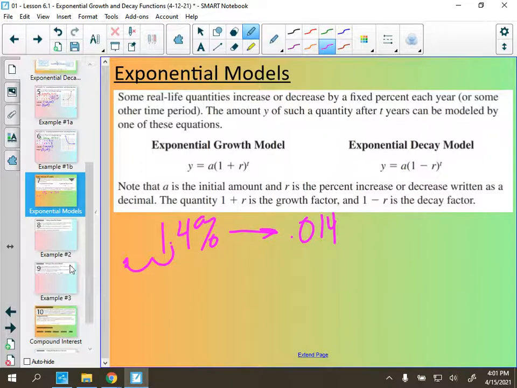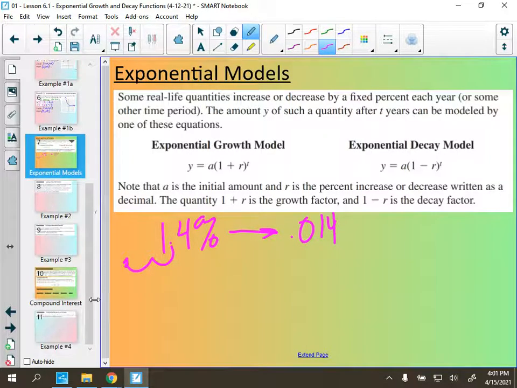Okay, so we'll look at both a growth and a decay situation. Maybe just some different ways to look at how we might apply some of these models. Okay, let's do it.